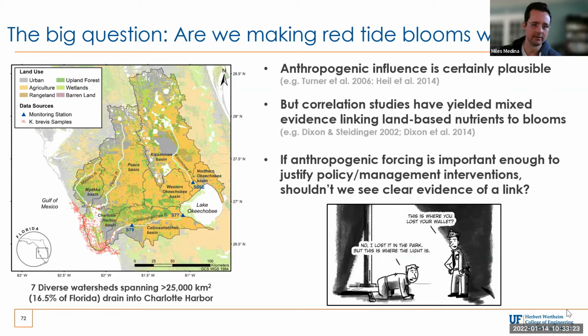We're always limited by the information and the data that we have available and by our ability to ask and answer the right questions. So what I would say about this correlation issue is that the real question we're concerned with, whether humans are making these red tide blooms worse, is fundamentally a question about causality. So let's talk about causality and correlation for just a minute.